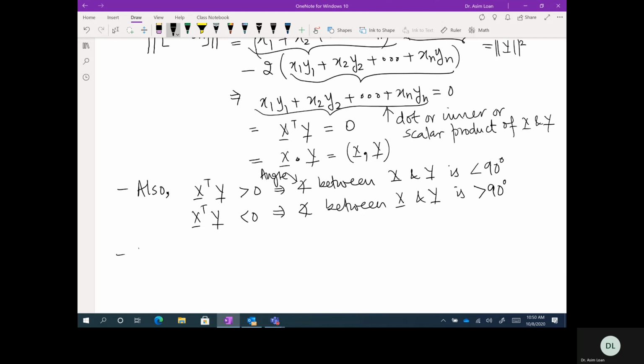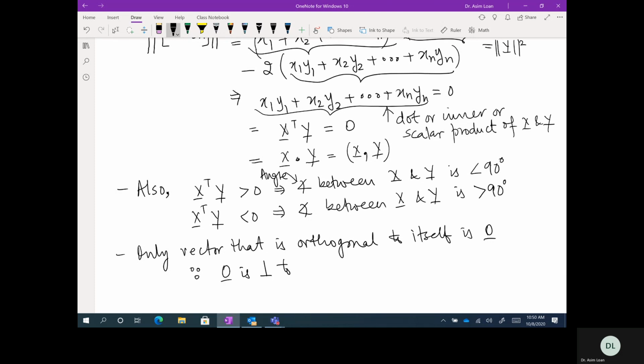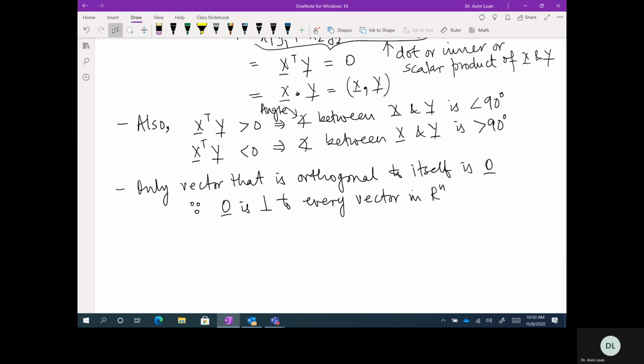Okay, so the only vector that is orthogonal to itself is the zero vector. Why? Because 0 is orthogonal to every vector in Rn. If you take the dot product, obviously the magnitude is 0, so everything is 0. Okay, so if you have independent vectors, we can orthogonalize them using Gram-Schmidt. What happens if you have orthogonal vectors?